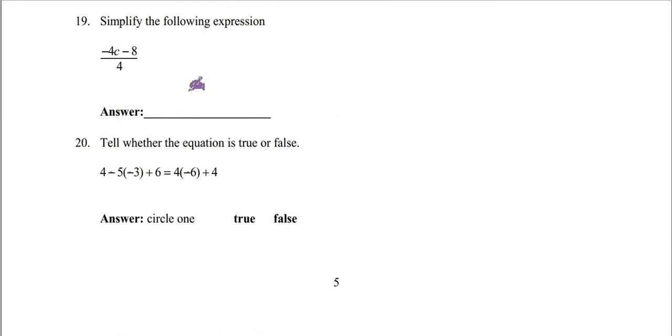Simplify the following expression. What is this testing? This is still distribution, and I want to see that you know that division distributes. So if division distributes, that means I'm going to divide negative 4c by 4. I am also going to divide 8 by 4. You can see I'm subtracting it because negative divided by positive is negative. Negative 4c divided by 4 is negative 1c. I could just start writing negative c. 8 divided by 4 is 2. We're subtracting that. Subtract 2.